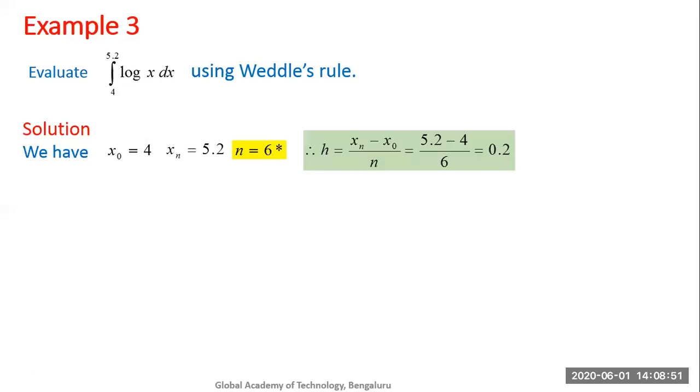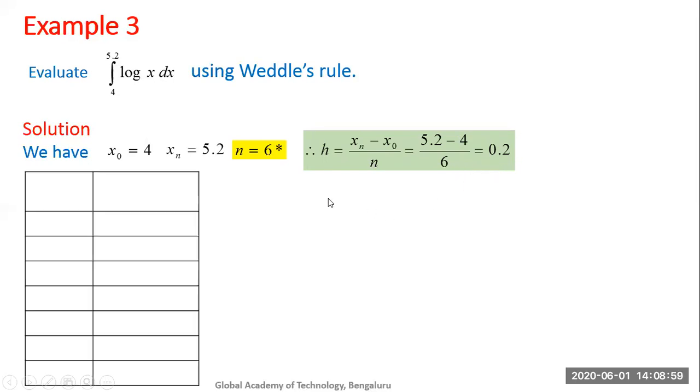Once you know n, you can calculate h, which is xn minus x0 by n. 5.2 minus 4 by 6, you get 0.2. Then generate the table. Take the first column as x, second column is y. So it is log x to the base e. In the calculator, it is ln x. Don't use the log key in the calculator because log denotes log x to the base 10. So you must use the ln key in the calculator, which is log x to the base e.